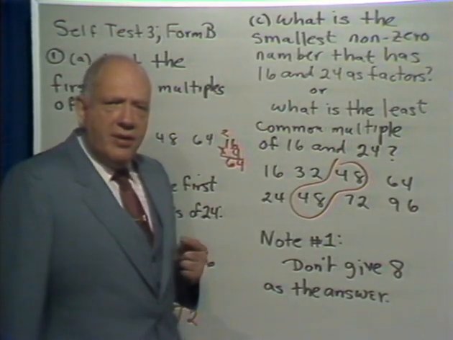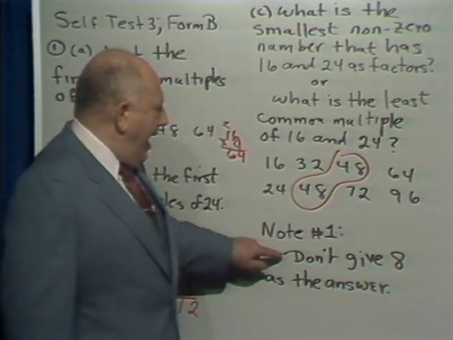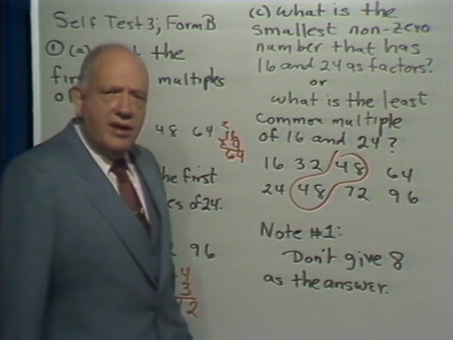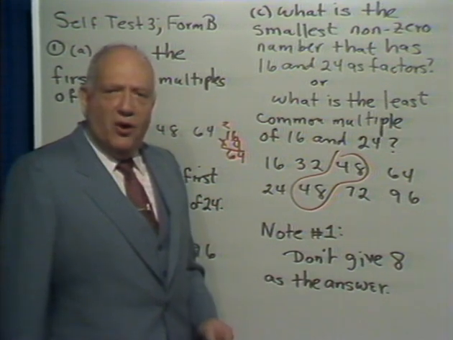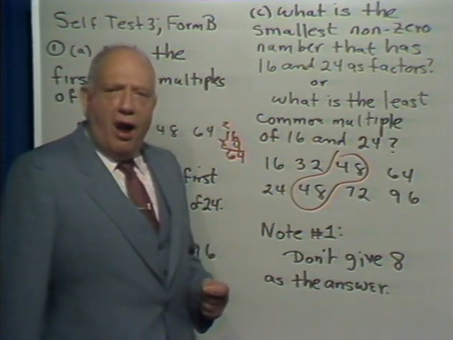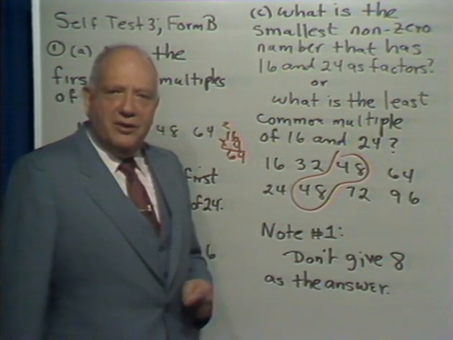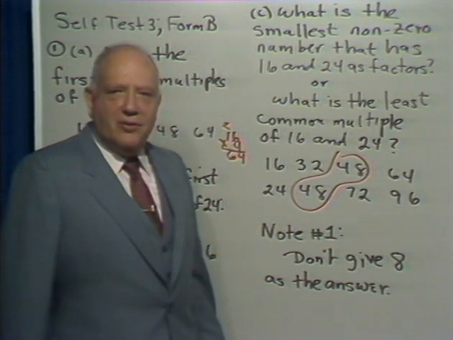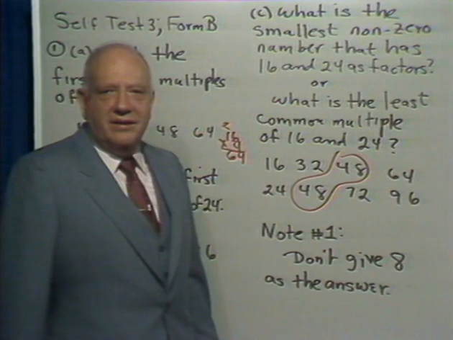See, the most common mistake that people make is that they give me 8 as the answer. See, 8 is a factor, not a multiple of 16. See, 8 goes into 16, 8 goes into 24. We're looking for the smallest non-zero number that both 16 and 24 go into. You see, 48 is the least common multiple of 16 and 24. 8 is the greatest common factor of 16 and 24.